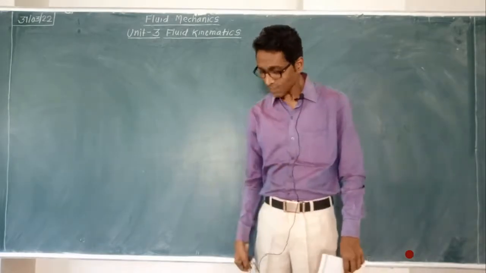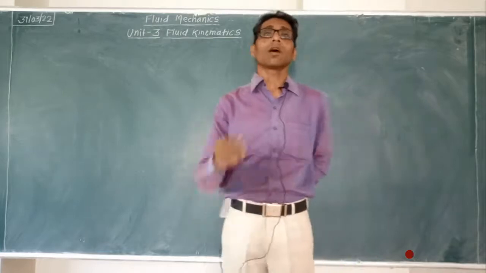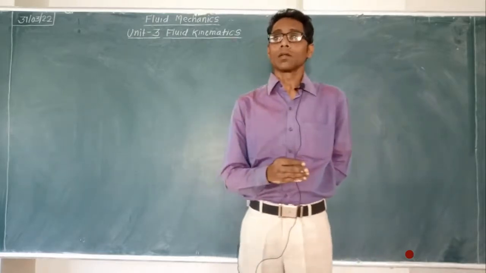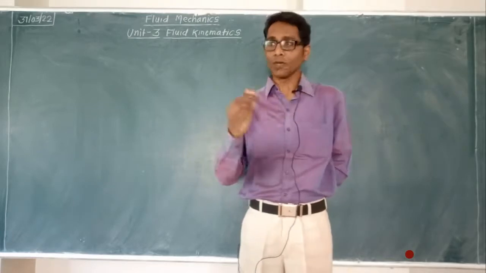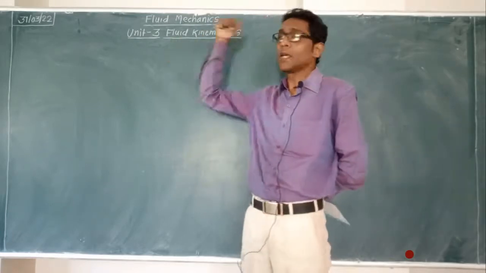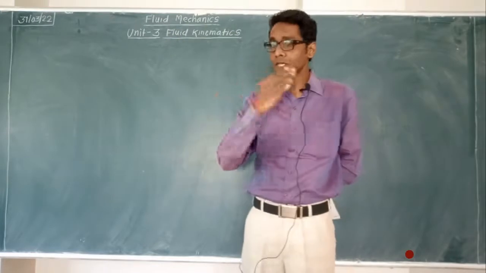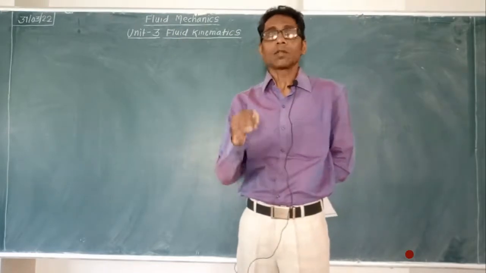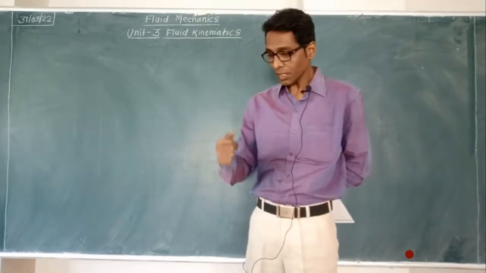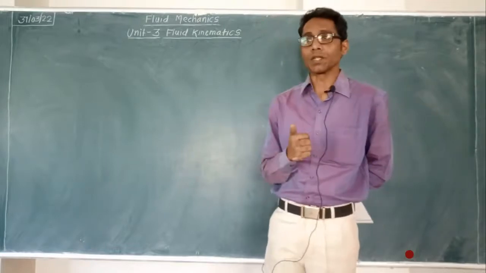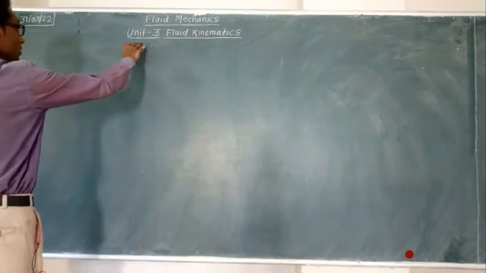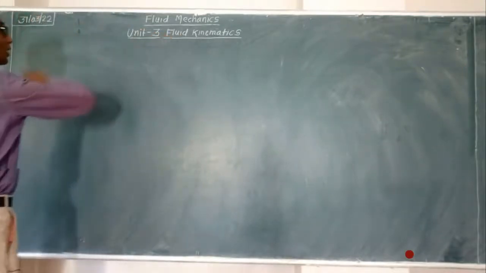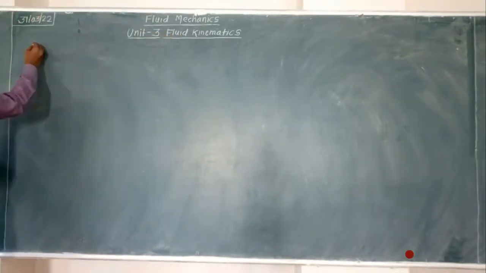So one of them is Lagrange, and the other one is Euler. These are the two scientists who put some theory before us regarding the behavior of the fluid which is in motion. So that is what we have to discuss in this session. The title of today's session in this unit number 3 is flow description methods.